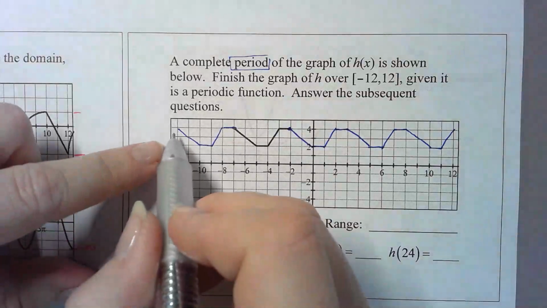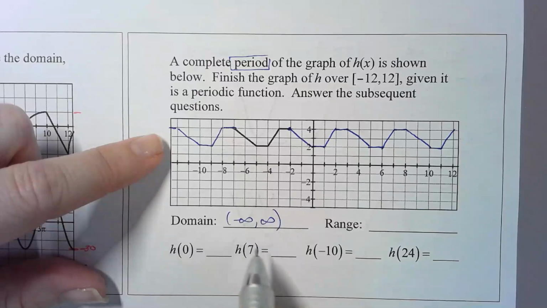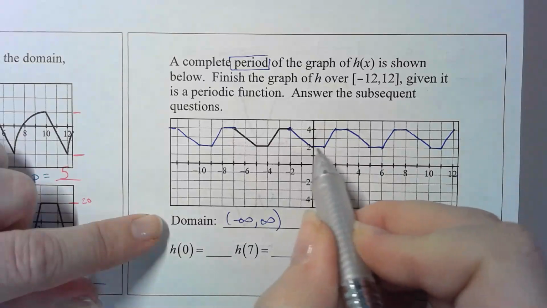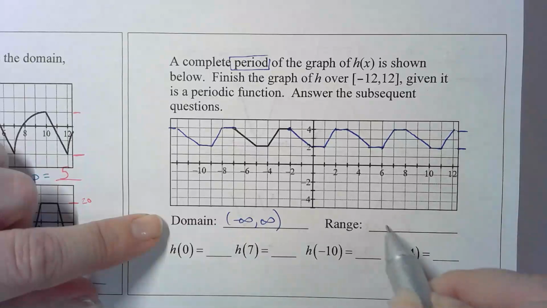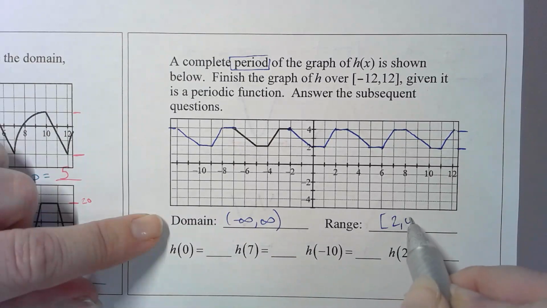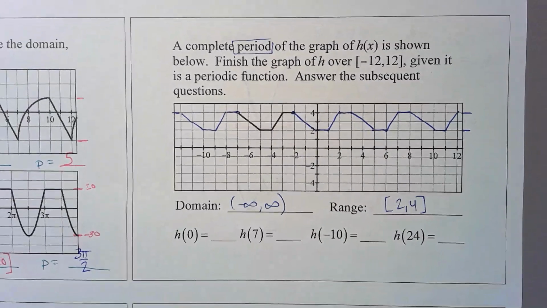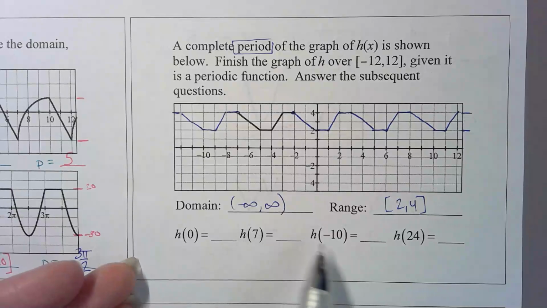Okay. Well, again, this graph is just going to keep on going. It's going to use every single x out there. The range of this graph bottoms out at 2, maxes out at 4, I guess. And then I have 4 questions for us. These are not new questions, but it's asking us to find h of 0, h of 7, etc.